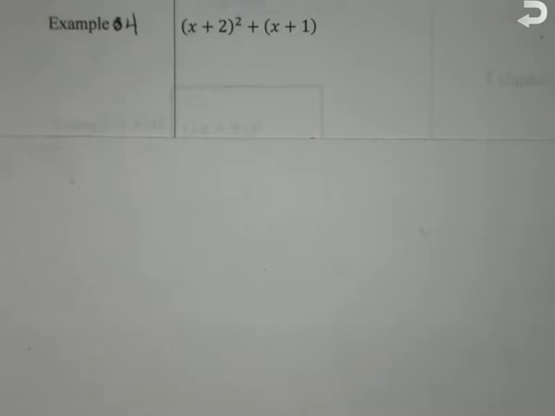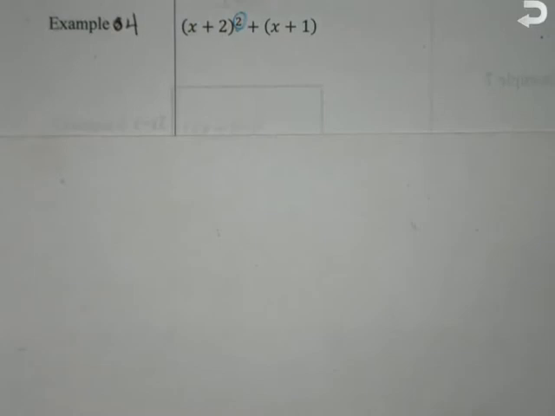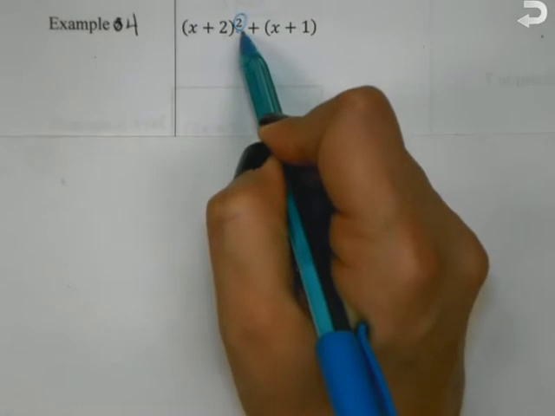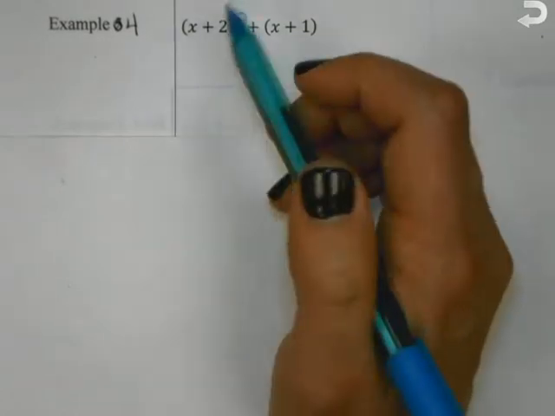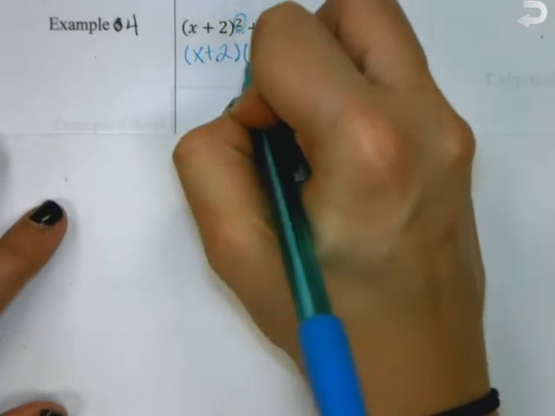When I have x plus 2 squared, this is from yesterday, what do I have to do first? Kyle, what do I do first? I can distribute the exponent? No. What do I do? Expand it. Good. So this is x plus 2 times x plus 2 plus x plus 1.